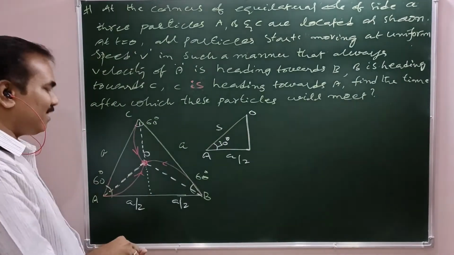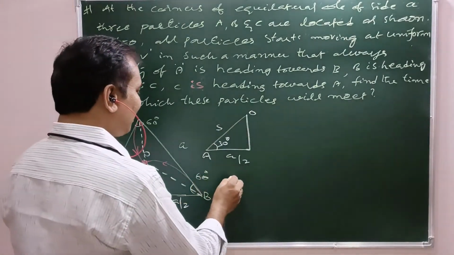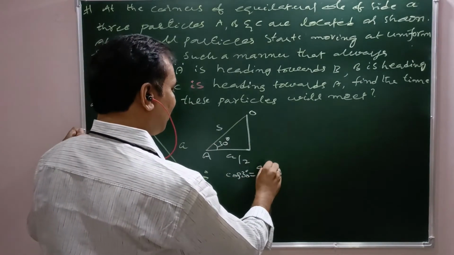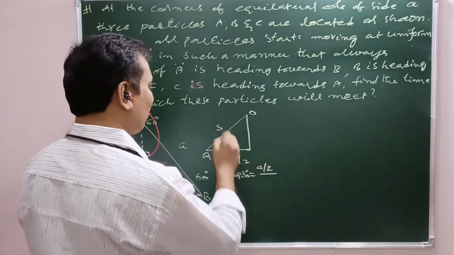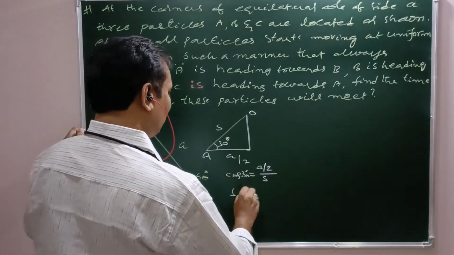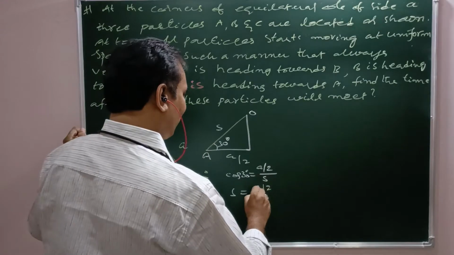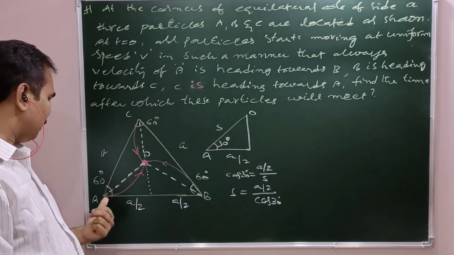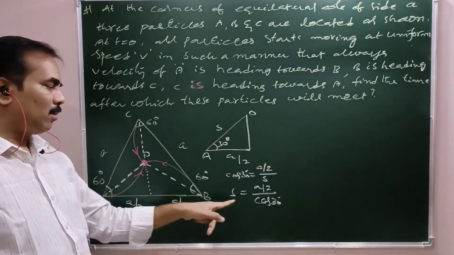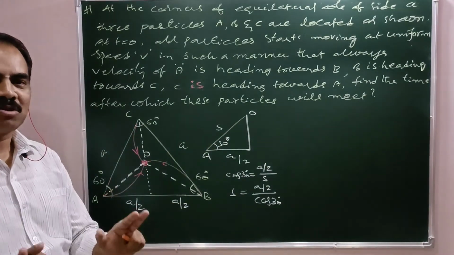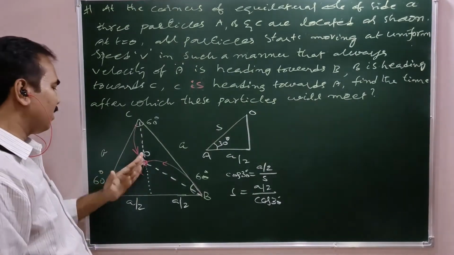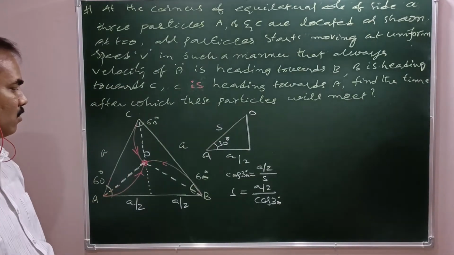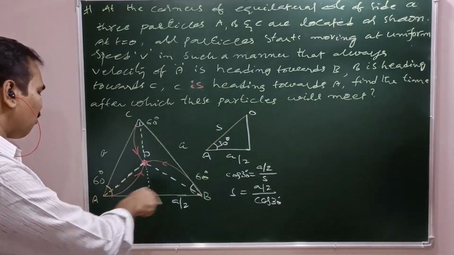Now, what is that S here? cos 30 equals the adjacent side a by 2 divided by the hypotenuse S. So S equals (a by 2) by cos 30. This is the displacement covered by A. Of course, for B it is the same, and for C also the same, but the directions are different. This is the direction of displacement for A, this is for B, and this is for C. So we have the displacement. Now coming to velocities.